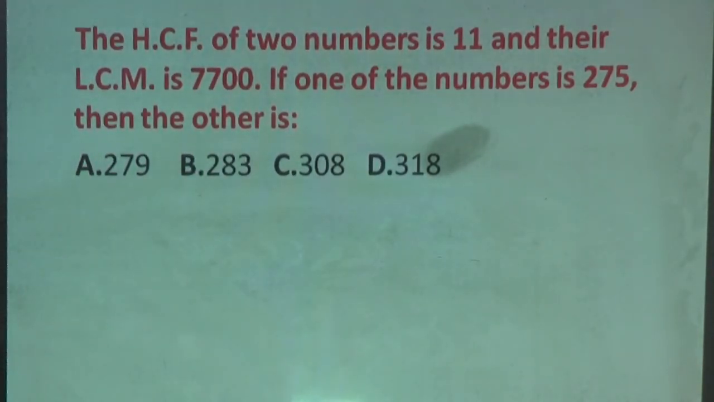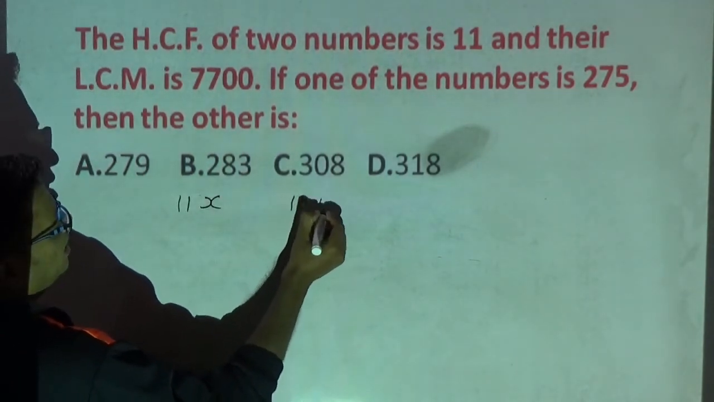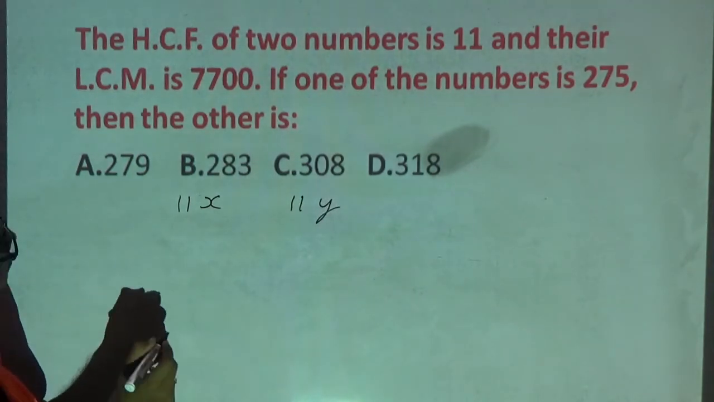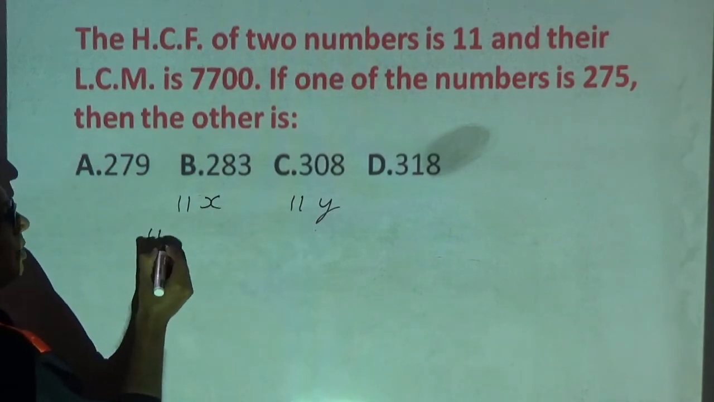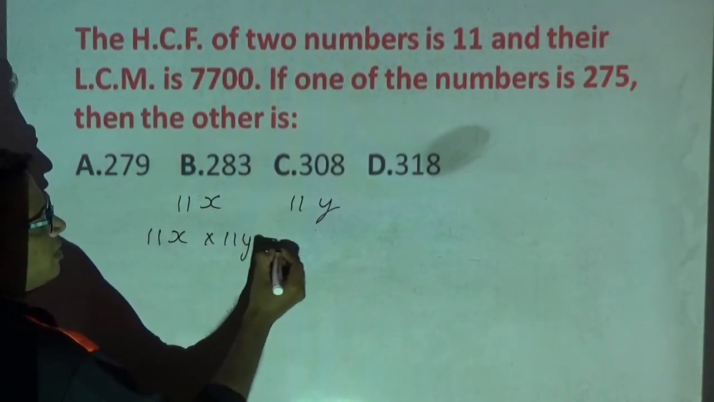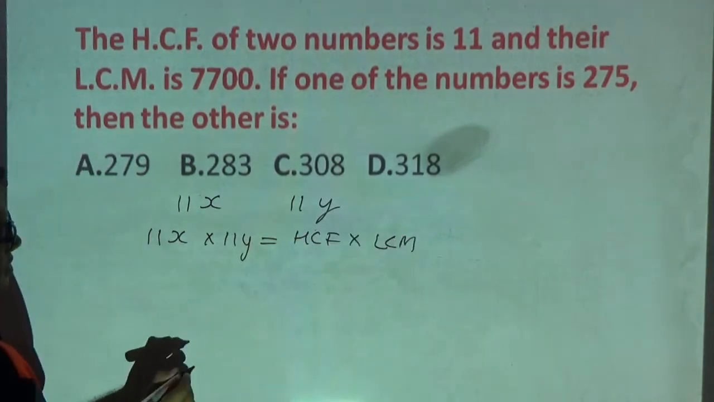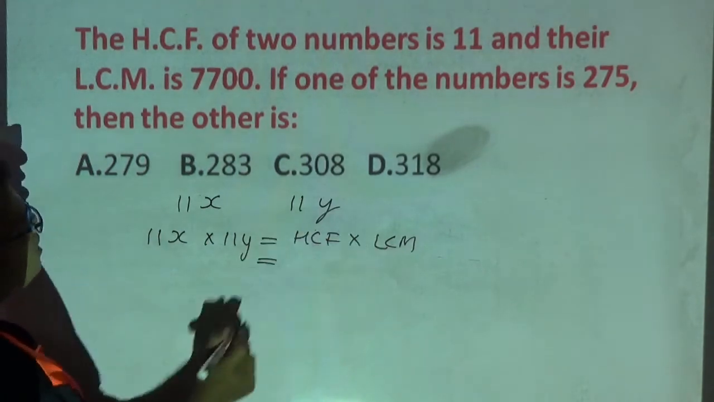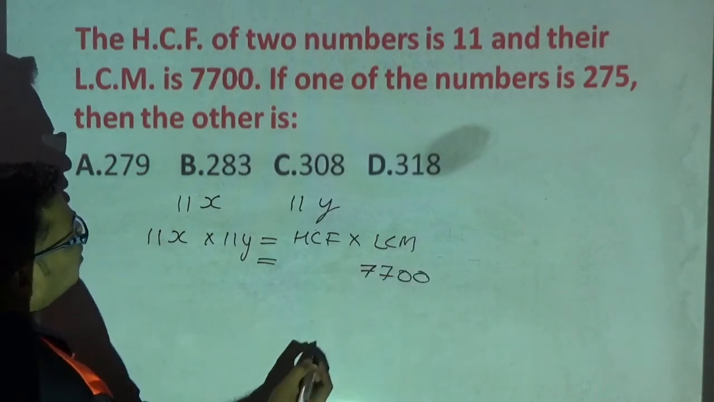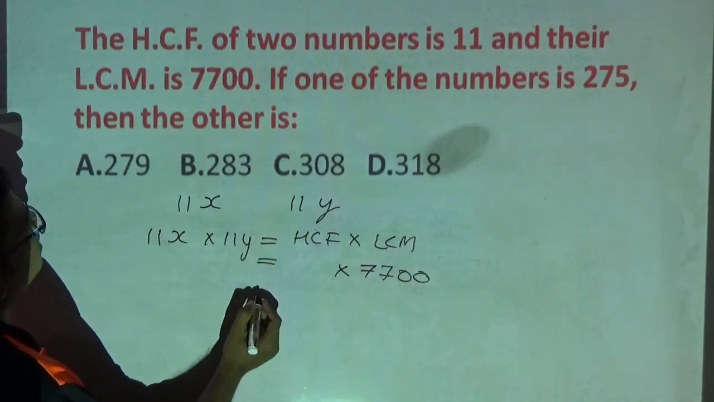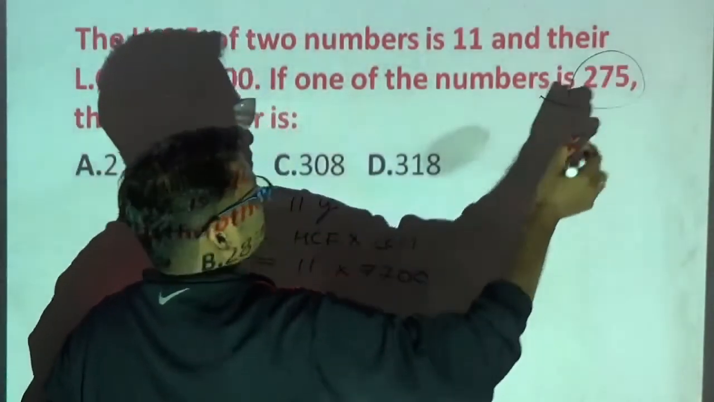Now, the HCF of two numbers is 11. That means I am going to take the two numbers as 11x and 11y. The product of the two numbers is equal to their HCF multiplied by their LCM. Correct? Now, they have already given the LCM, which is 7700, and the HCF, which is 11. One of the numbers is also given.